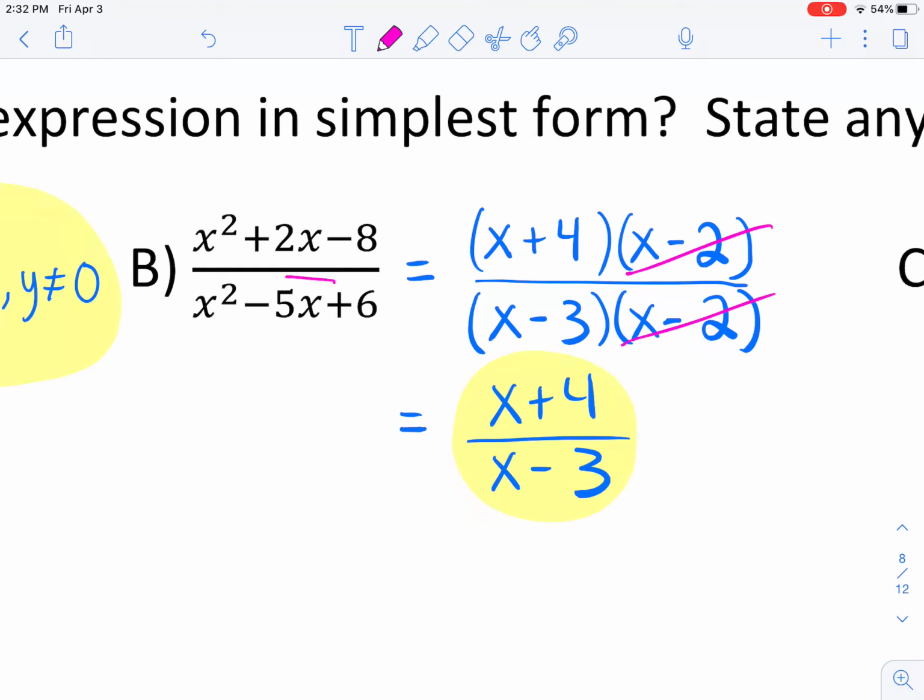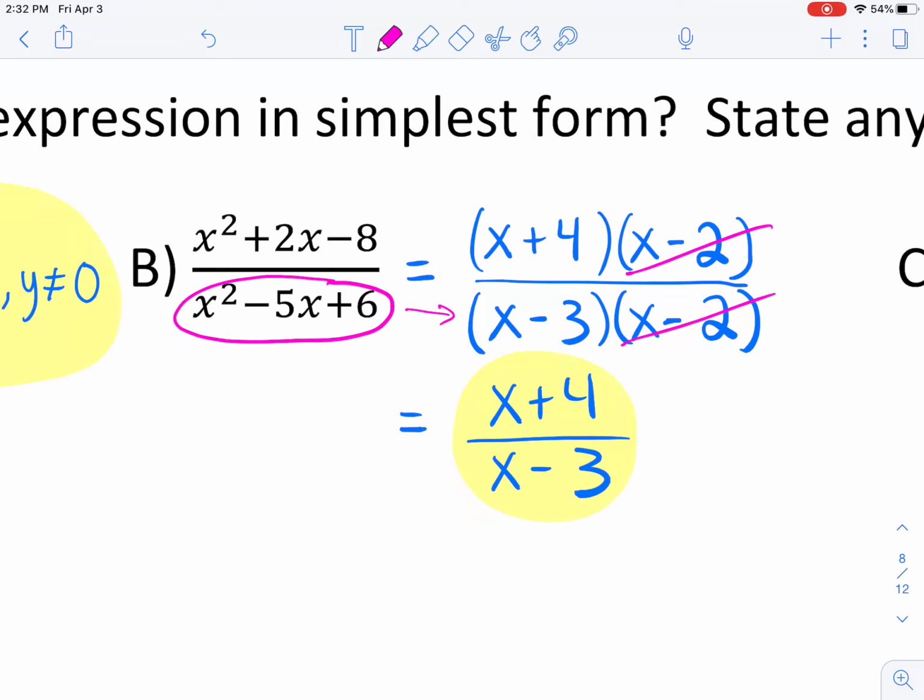And then we need to look at what our restrictions of the domain would be. So looking at the original denominator, x squared minus 5x plus 6, which ended up giving us x minus 3 times x minus 2. We want to see what values, when we substituted in for x on the denominator, would make the whole denominator 0.